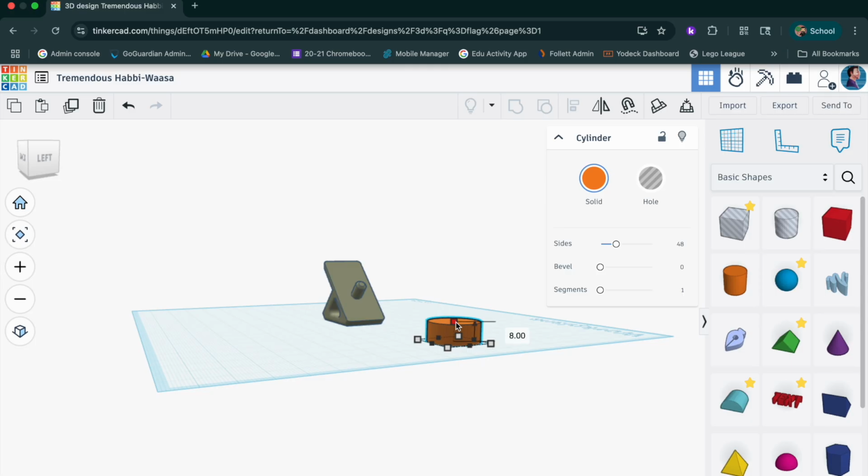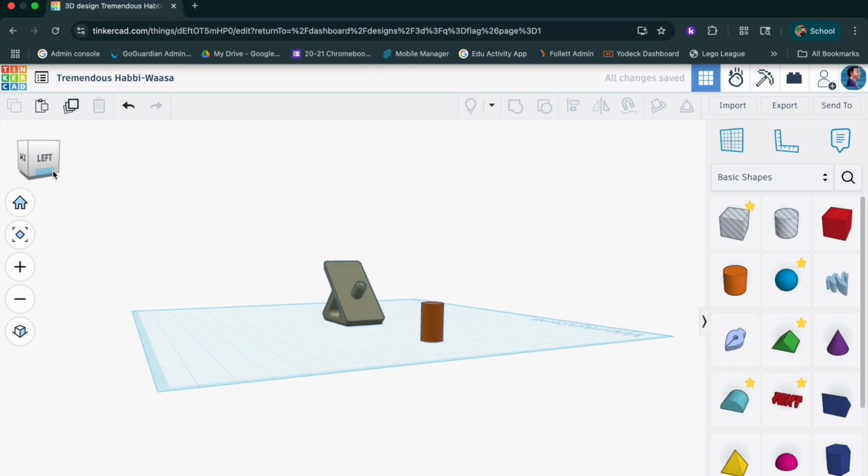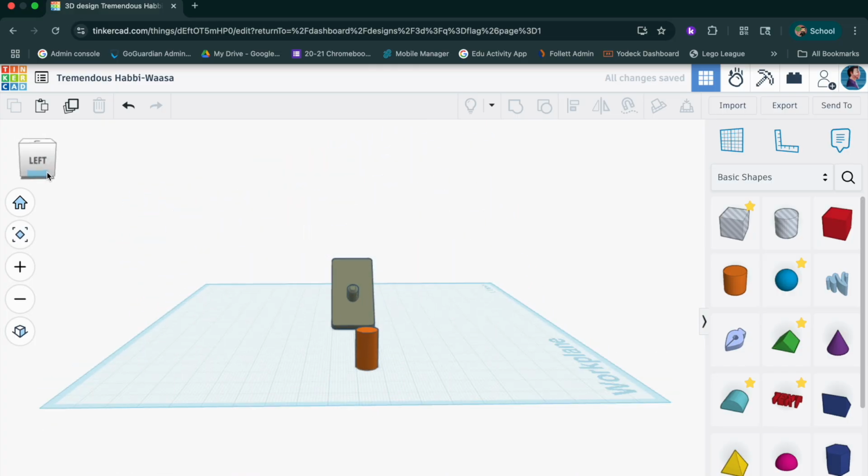He wants it to be 15 millimeters in height. So 15 millimeters in height. And then we'll go 8 by, oh, that's a 9. 8 by 8. And let's see, it is tapered.